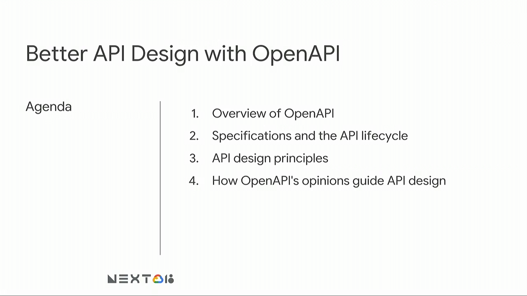1, I'll give you a bit of background on OpenAPI. 2, we'll review specifications and how they work throughout the API lifecycle. 3, we'll cover some basic API design principles, and that will set us up to combine all of these so that we can talk about how OpenAPI's opinions somewhat guide API design and the choices you have to make. There's a spoiler: OpenAPI is not going to magically make your API awesome, but it can help. And hopefully by the end of this, you have a bit of an understanding about how that helps and why it matters.